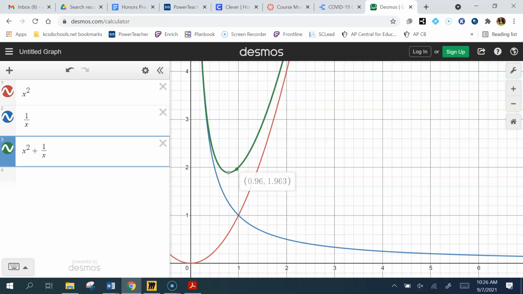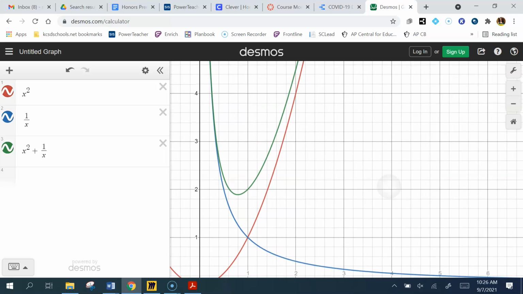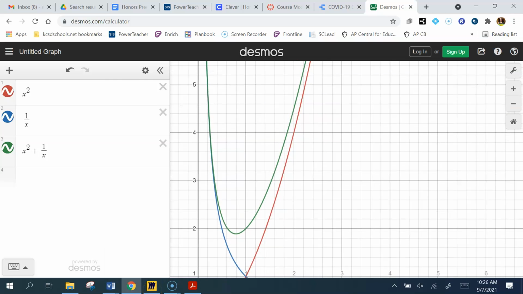We found this point, right? (1, 2). There it is on the green. We said it was (2, 4.5)? Yeah. So (2, 4.5), look at that. You probably just didn't graph enough points to see.